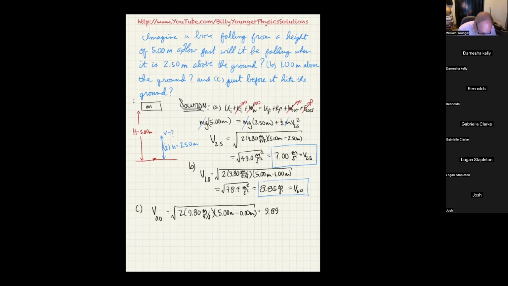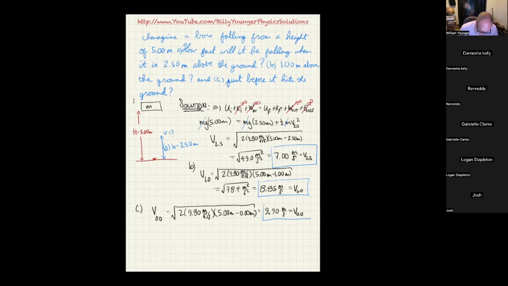Actually, I should just go ahead and call it 9.90 meters per second equals V at 0.0.